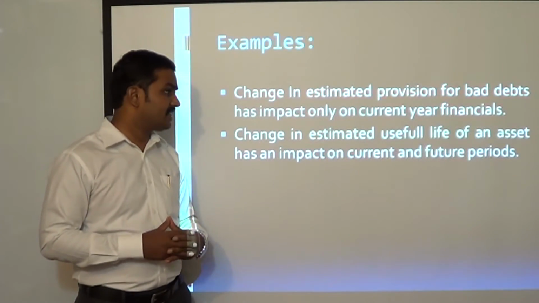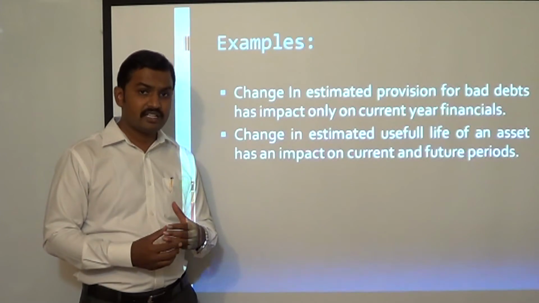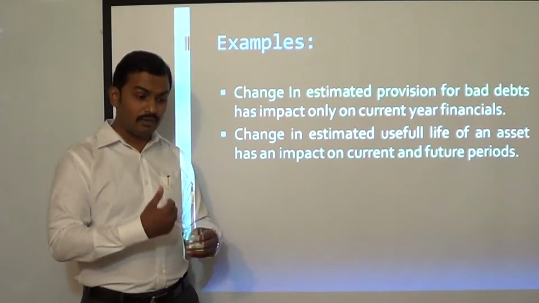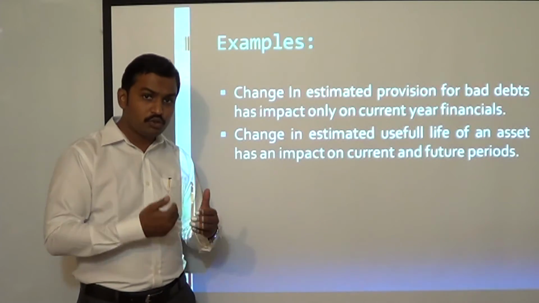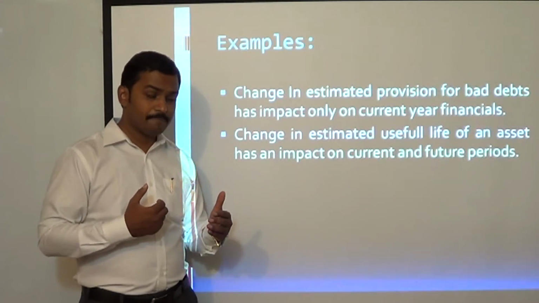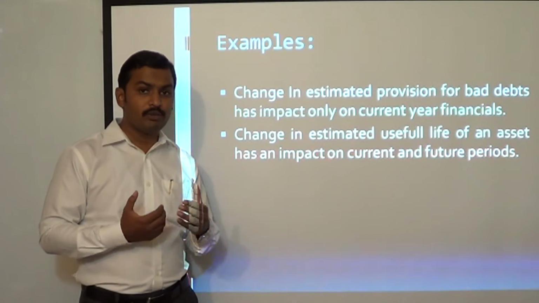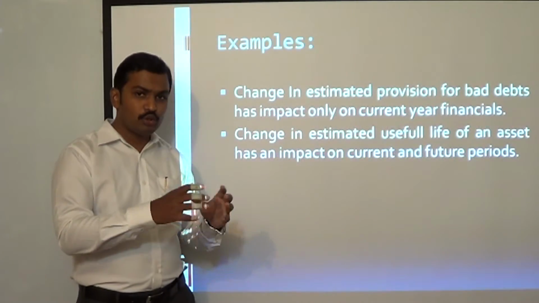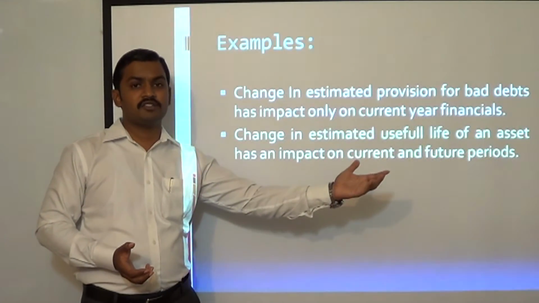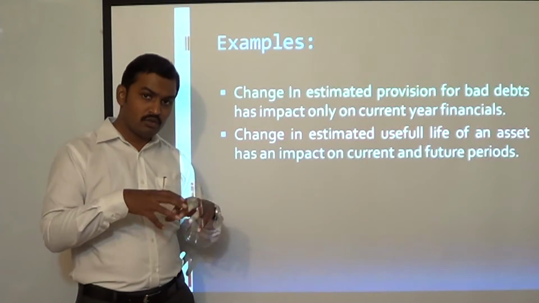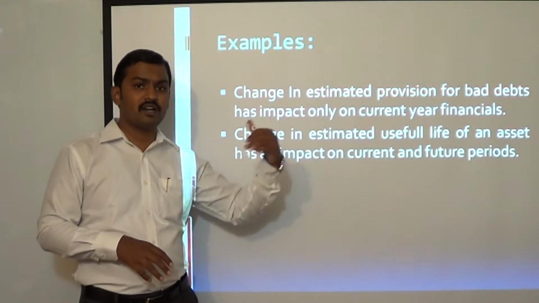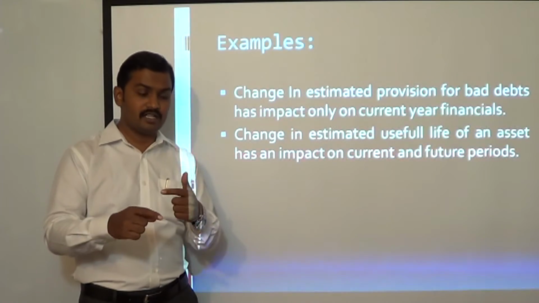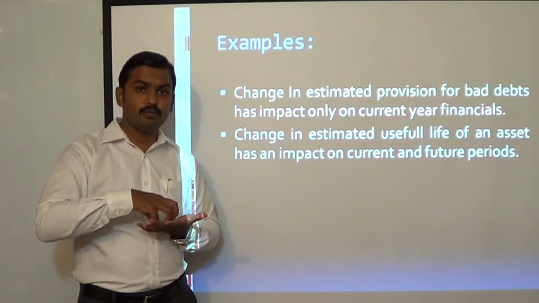A change in estimated provision for bad debts has impact only on current year financials. Let us say we had estimated the provision for bad debts to be 5% of debtors. But before finalization of accounts, before approval of accounts, we want to change the estimate. We have got some more information which tells us that the estimated bad debts are not going to be 5% of debtors, they are going to be 10% of debtors. In such cases, we are going to increase the provision in the current year's P&L account and we are going to change the corresponding provision in the balance sheet as well. Okay. So this is going to have an impact only in current year financial statements, it may not have an impact in the future. But there can be some changes, like changes in estimated useful life. If you change the estimated useful life of an asset, it will have an impact on the depreciation which is charged to the P&L account of the current year.